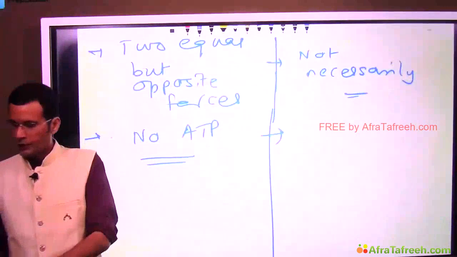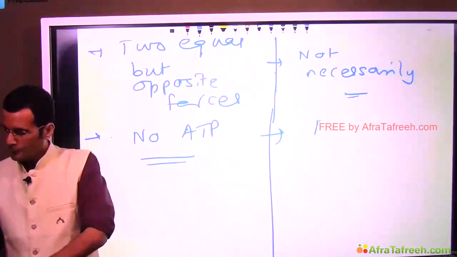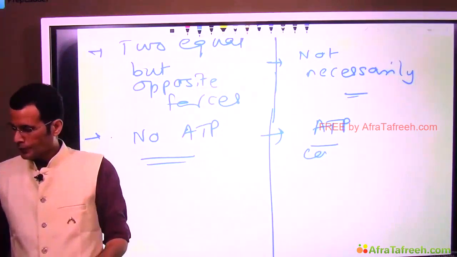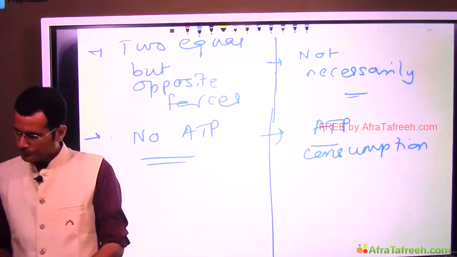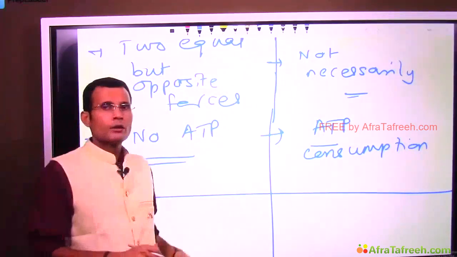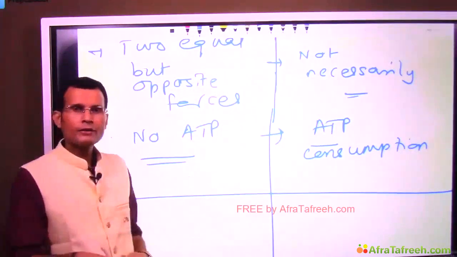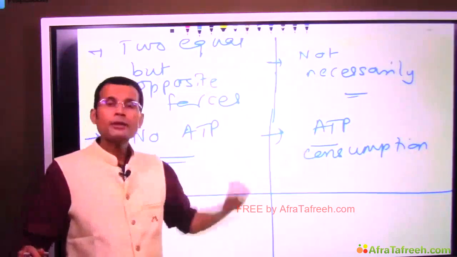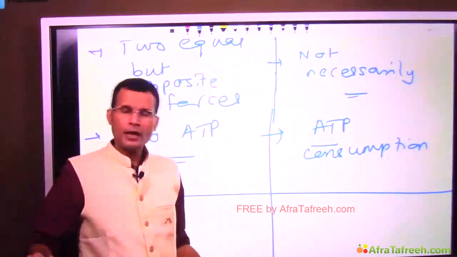Whereas to attain and maintain the steady state, ATP breakdown will be necessary. ATP consumption will be necessary. For example, blood glucose. Insulin is one factor, and just for the release of insulin also ATPs are consumed. So to attain the steady state, ATPs are consumed.